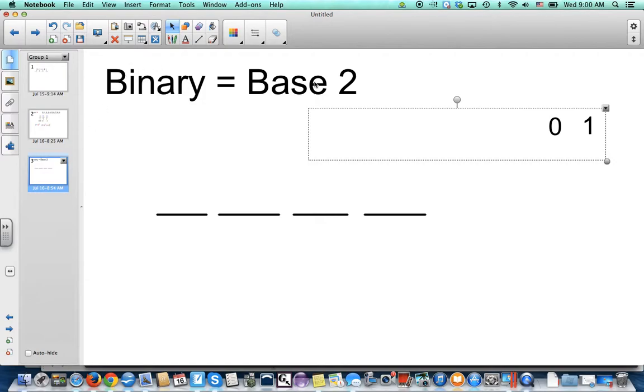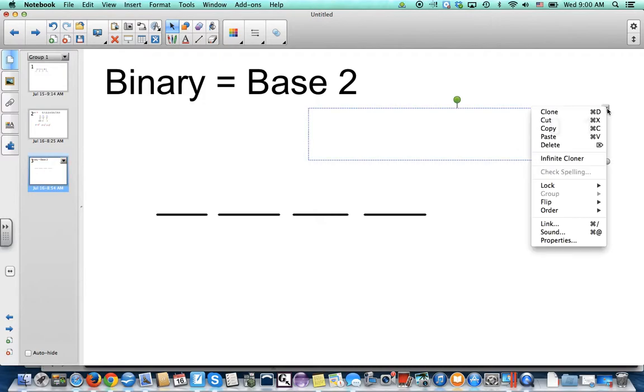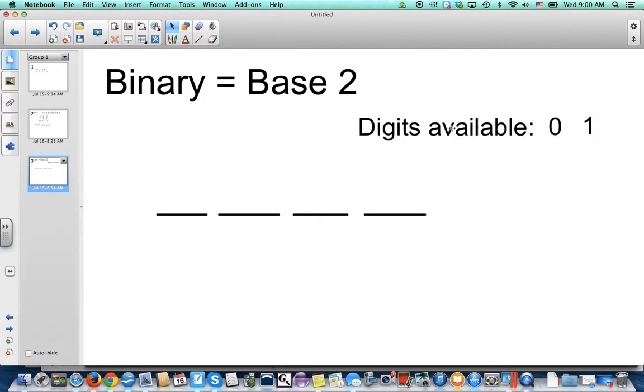Binary is base 2. So we have two digits available to us, which makes this a little bit easier. We have 0 and 1. That's all we have to work with. So I could make my number 1101 there.